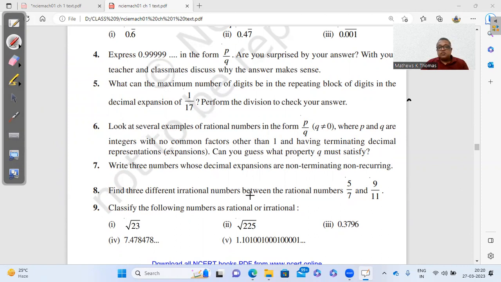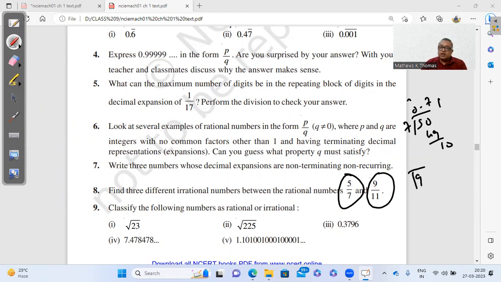Then find 3 different irrational numbers between 5/7 and 9/11. So this is specified that it has to be between these. When I divide 5/7, what am I going to get? About 0.71 something. And when I divide 9/11, see what is happening. 11 8s are 88, 11 1s are 11. So I'm going to get 0.81 something. So between 0.71 and 0.81, I need 3 irrational numbers.